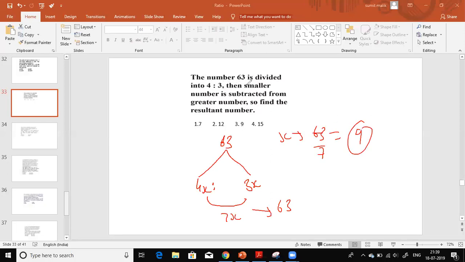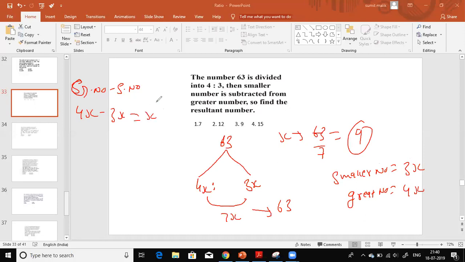Then the smaller number is subtracted from the greater number. Smaller number is 3x. Greater number is 4x. So it is saying smaller number is subtracted from the greater number. So what does it mean? Greater number minus smaller number. That will be equal to 4x minus 3x is equal to x. And what is the value of x? X is equal to 9. That will be your answer.